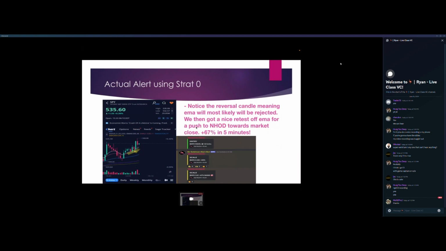All using just strat 0. This was both strat 0. I know the chain was strat 0 as well because I mentioned it. I guess I forgot to screenshot.